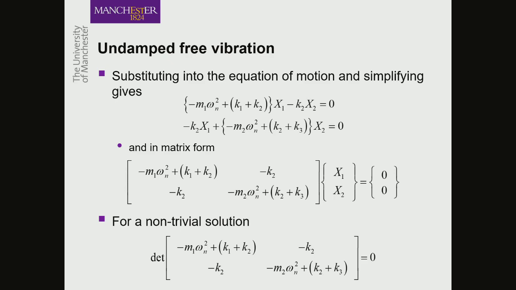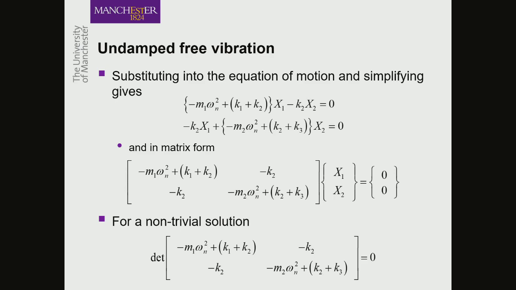But what we want to find is not that trivial solution. Okay, this is also a solution, but we want to know the solution for general terms, when we want to know, for example, the position of M1 when t is equal to 2 seconds, say. So in order to find this solution, the determinant of this matrix must be zero.